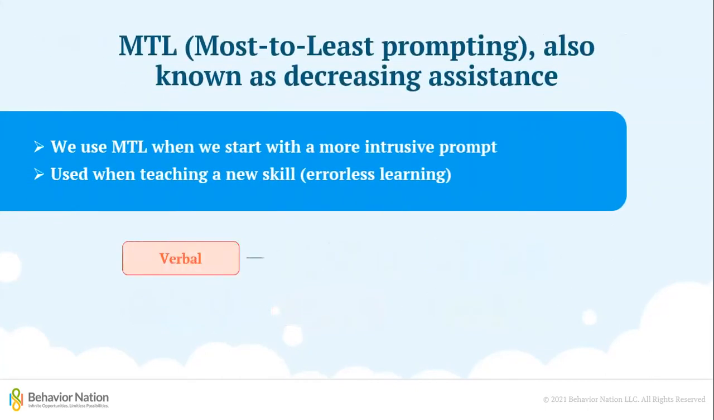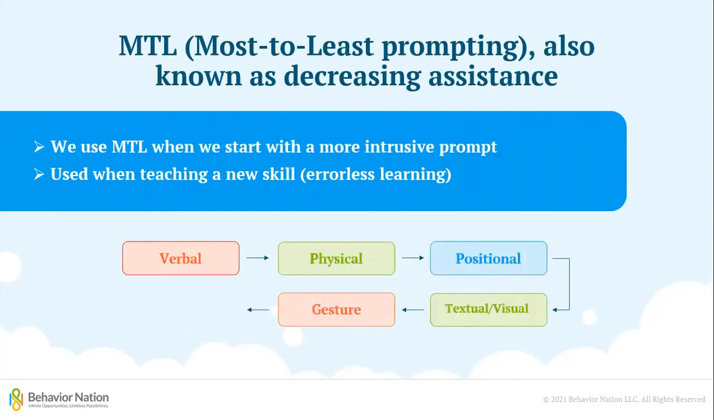Most to least prompting is also known as decreasing assistance. We use most to least prompting when we are starting with more intrusive prompts. For example, we would start with a physical prompt instead of gesturing. If we are teaching a new skill, we will use most to least prompting.